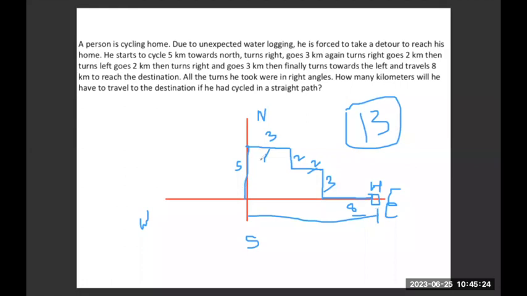He will have to travel that. In the detour, while he is taking the detour, he travels 5 plus 3, 8, 10, 12, 15, and 8. 15 plus 8 would be 23. So, versus that, on the detour he is traveling 23 kilometers, which is not the case, and we don't have to calculate that. We have to calculate the straight path, which is 13 kilometers. Okay. Clear? Any doubts, any questions in this one? All right, we'll move to the next one then.